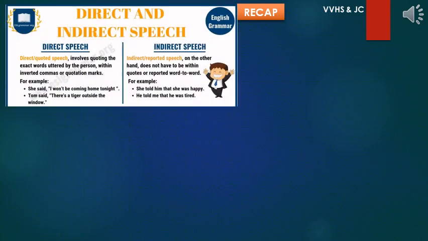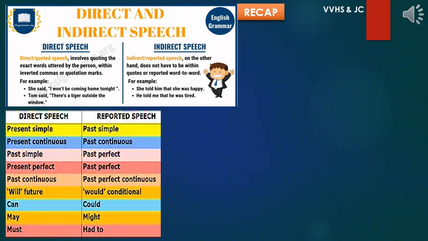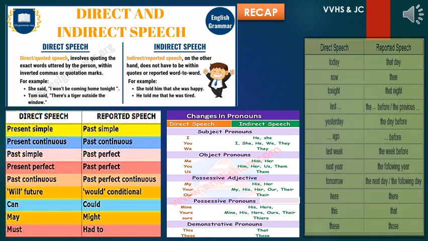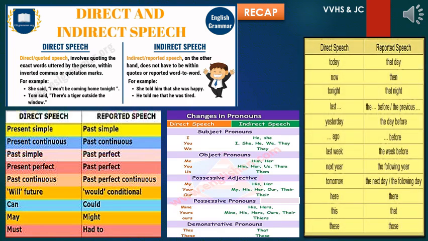Let's have a quick recap of what we learned today. Direct speech is a sentence in which the exact words spoken are reproduced in speech marks, that is, quotation marks, whereas indirect speech is conveyed in the reported words. While converting direct speech sentences into indirect, following things should be kept in the mind: changes in tenses, changes in pronoun, and changes in words denoting time and position.